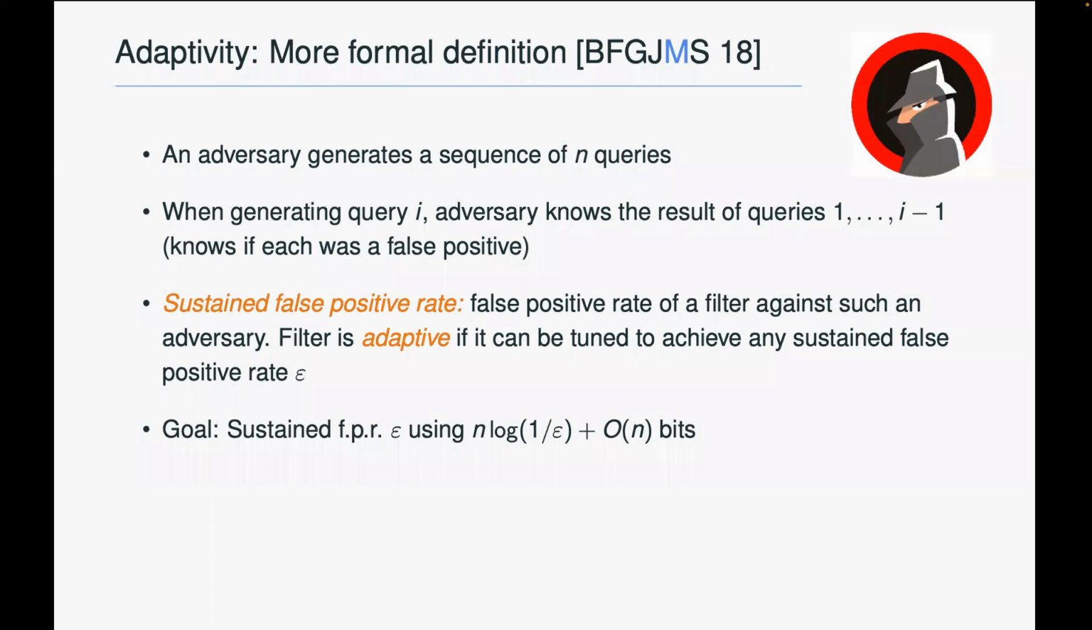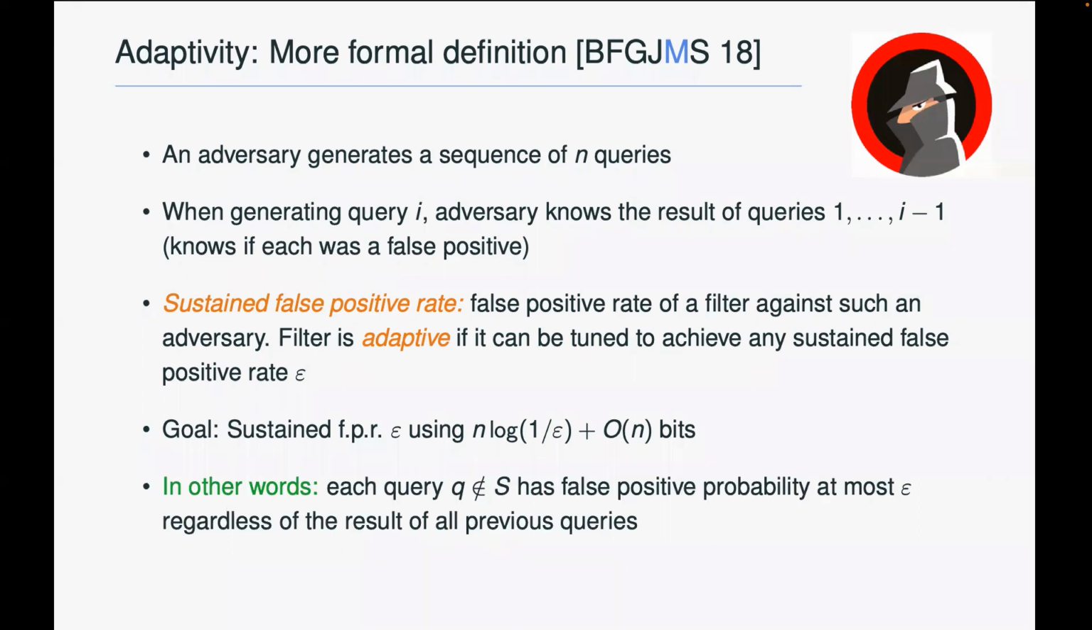And when I say computationally unbounded adversary, really what I mean is that I want this guarantee to be information theoretic. So the goal is I want to achieve the sustained false positive rate of epsilon without any extra space. So I still want n log 1 over epsilon plus order n bits. The only sacrifice is we're going to get a slightly worse constant in this order.